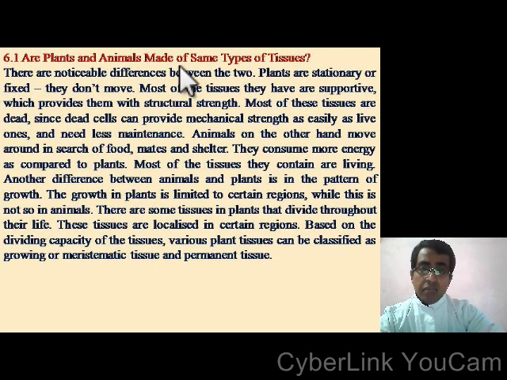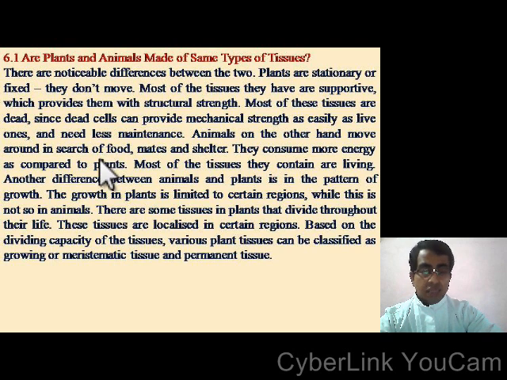Are plants and animals made up of the same type of tissues? Let us see. There are noticeable differences between plants and animals. We know plants are stationary or fixed, they don't move. Most of the tissues they have are supportive, which provides them with structural strength. And most of these tissues are dead, since dead cells can provide mechanical strength as easily as live ones and need less maintenance.